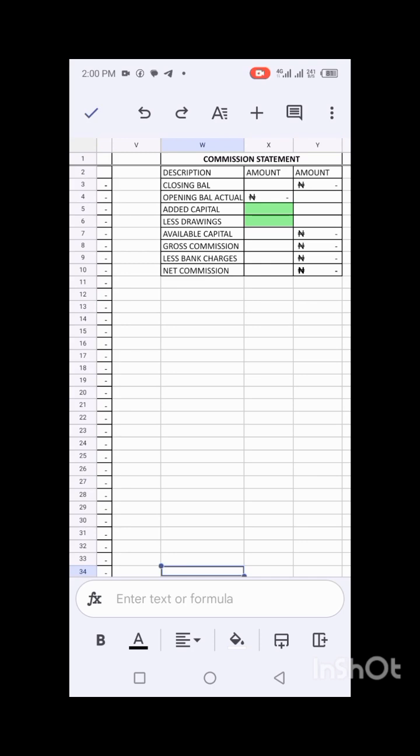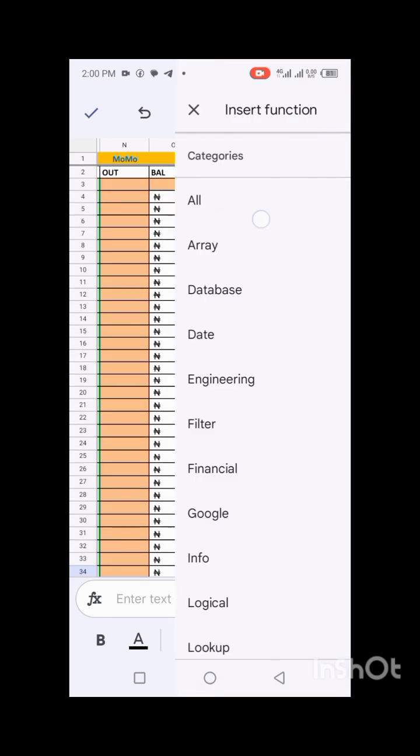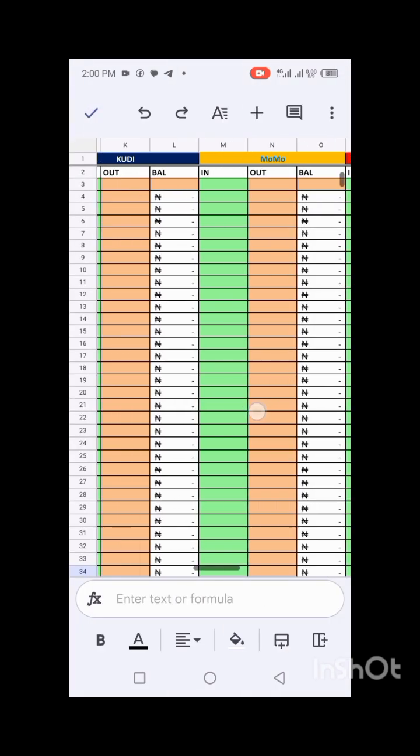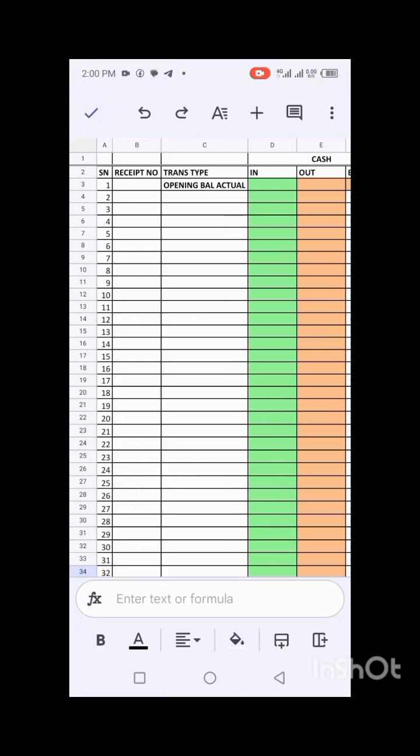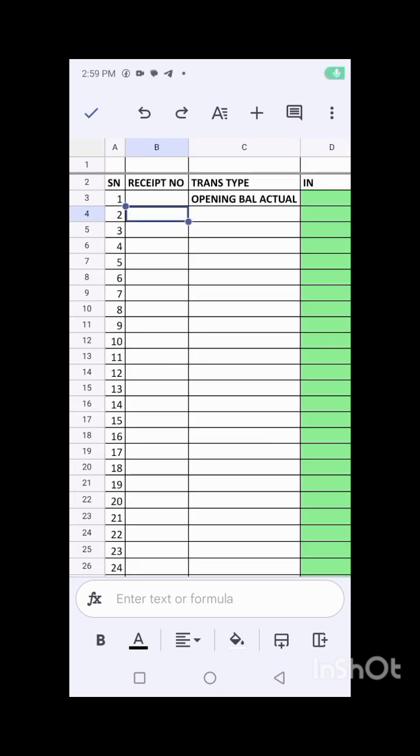So that is it for this video. In the next section of this video, we'll be talking about how to make entries. We'll be taking a practical look at how to make entries into this particular template that you are now seeing as a POS tracking template.